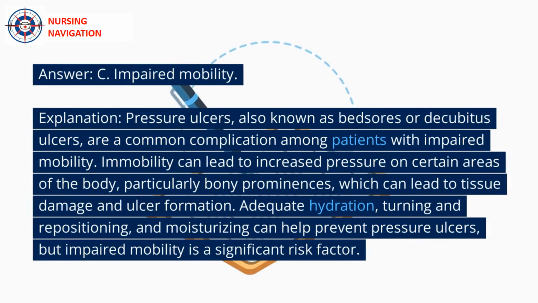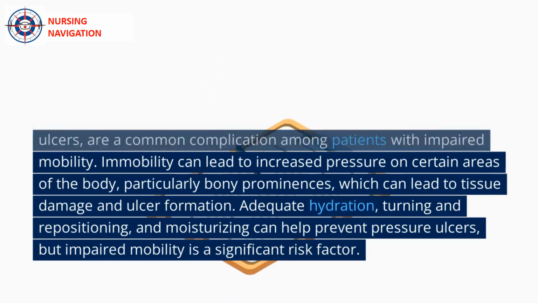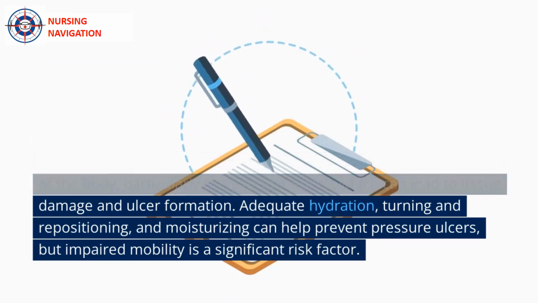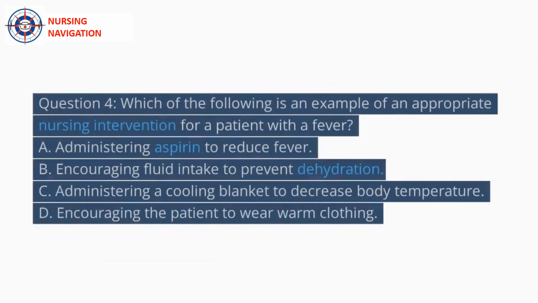Pressure ulcers, also known as bed sores or decubitus ulcers, are a common complication among patients with impaired mobility. Immobility can lead to increased pressure on certain areas of the body, particularly bony prominences, which can lead to tissue damage and ulcer formation. Adequate hydration, turning and repositioning, and moisturizing can help prevent pressure ulcers, but impaired mobility is a significant risk factor.